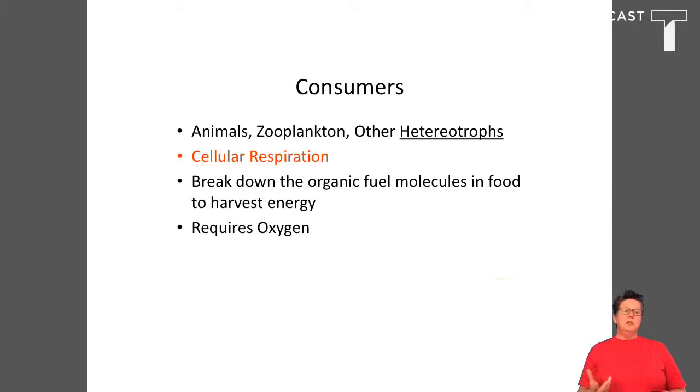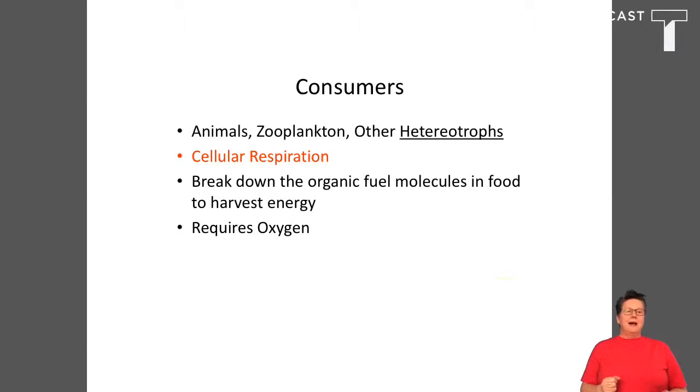So other components of ecosystems include the consumers. So what do they consume? Consumers consume producers as well as other consumers. So organisms such as animals and zooplankton are organisms that we refer to as heterotrophic. Remember, producers are autotrophic or self-feeding. Consumers are heterotrophic. They feed on others.